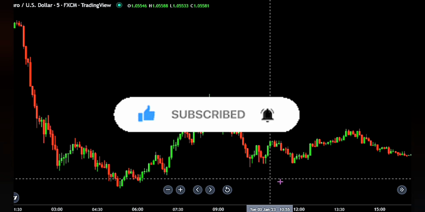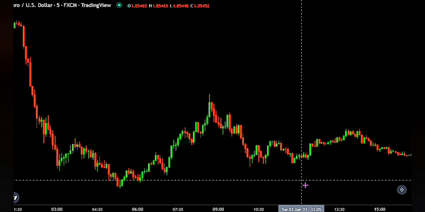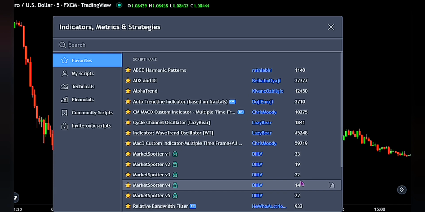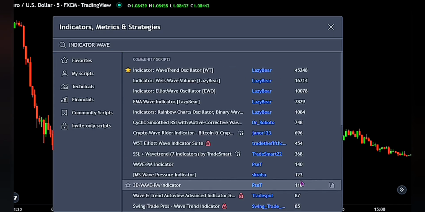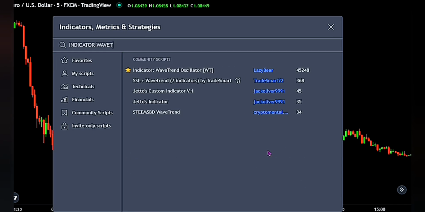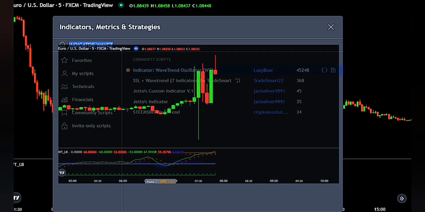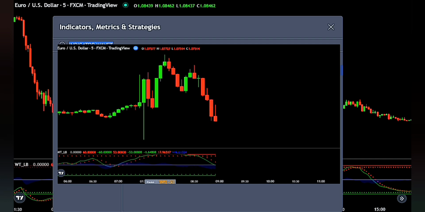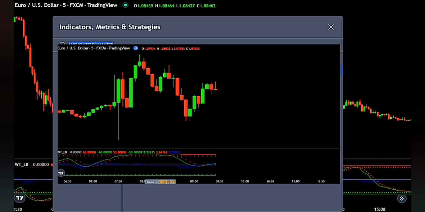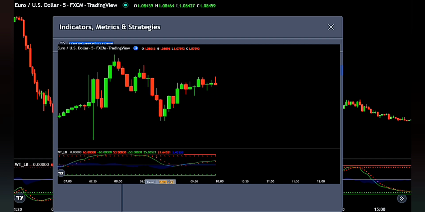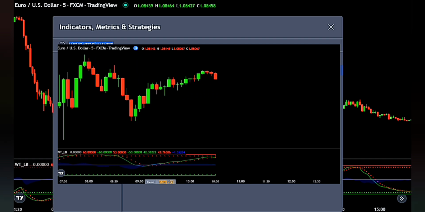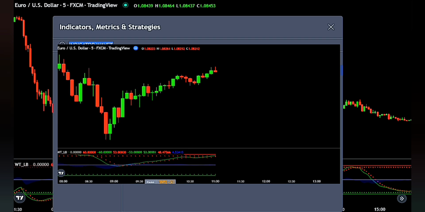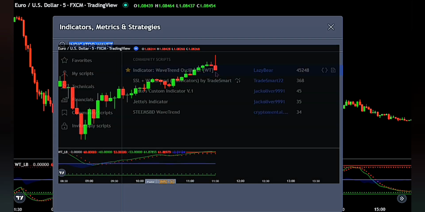Now for our first indicator, bring up the indicator panel. Search for the indicator wave trend oscillator. This one right here by Lazy Bear. This is good at measuring wave trends in the market. It works just like the RSI at identifying valid points of overbought and oversold area, only that it's better than the RSI, as it takes into account the strength of a trend when calculating.